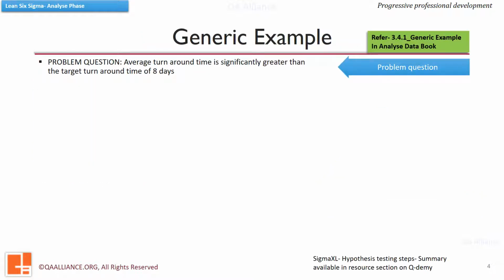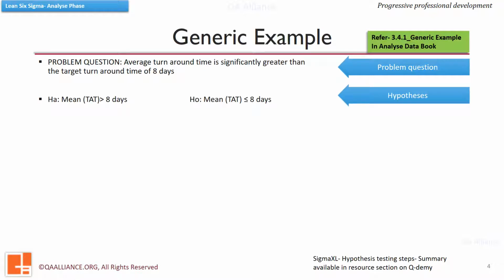So, our problem question is whether the average turnaround time is significantly greater than the target turnaround time of 8 days. We can formulate our alternate hypothesis first, based on this concern. The alternate hypothesis is that mean turnaround time is greater than 8 days, and accordingly our null hypothesis would be that mean TAT is 8 days or less. This is a one-tailed test.